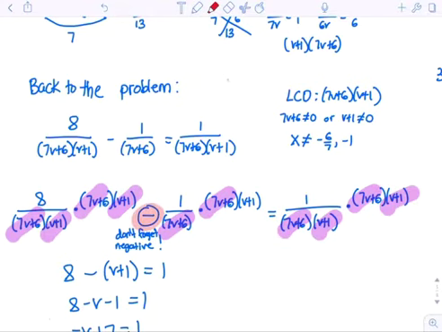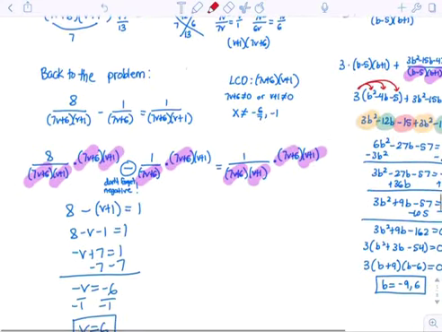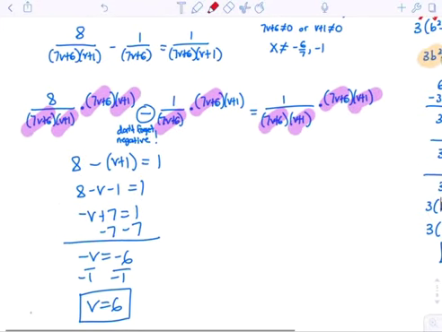Now remember, this negative, do not forget that negative sign, because you guys have a tendency to do so, and it's a careless error. So we're simply going to get 8 minus (v plus 1) equals 1. Distribute the negative to both, and we're going to get 8 minus v minus 1 equals 7. Or sorry, 1.